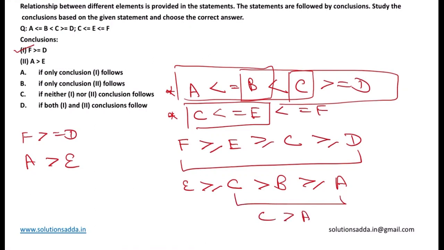And since E is greater than or equal to C and C is greater than A, therefore E is also greater than A. Hence A is greater than E is not following. Therefore only conclusion 1 is following. Hence option A is the correct answer.